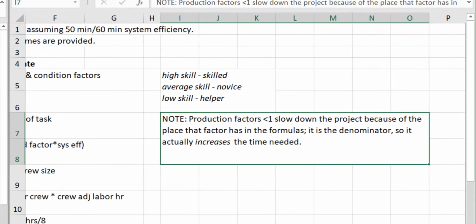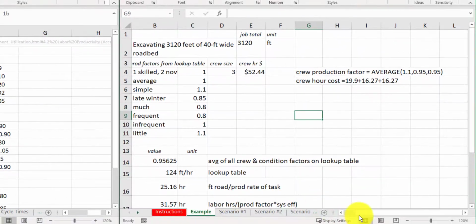Some people had been asking this. Why are production factors less than 1, meaning slower work? And it's because they're actually at the bottom of a fraction when you do the math. So let's go back to the example. Here's this crew production factor.